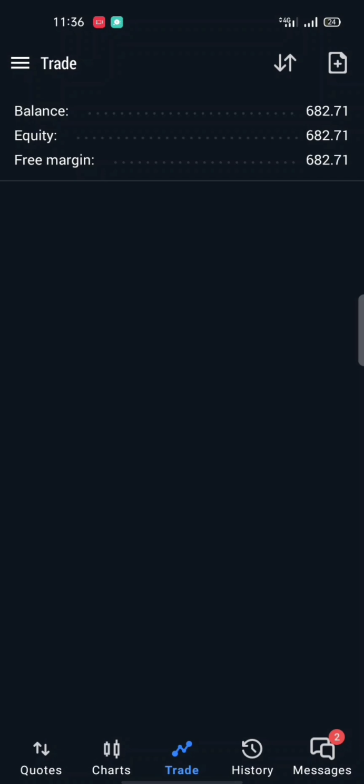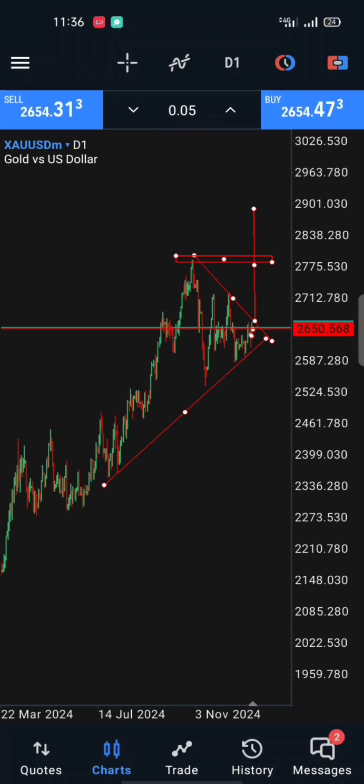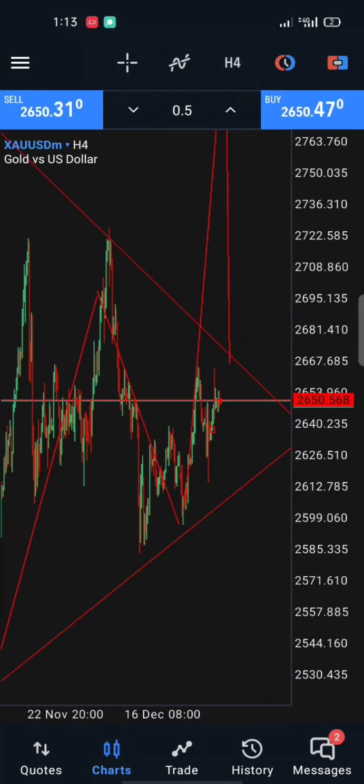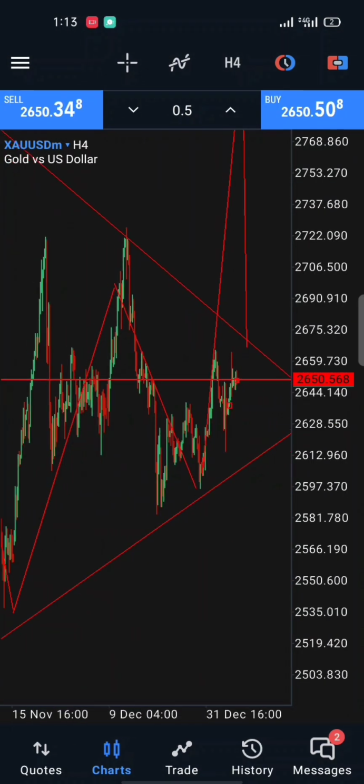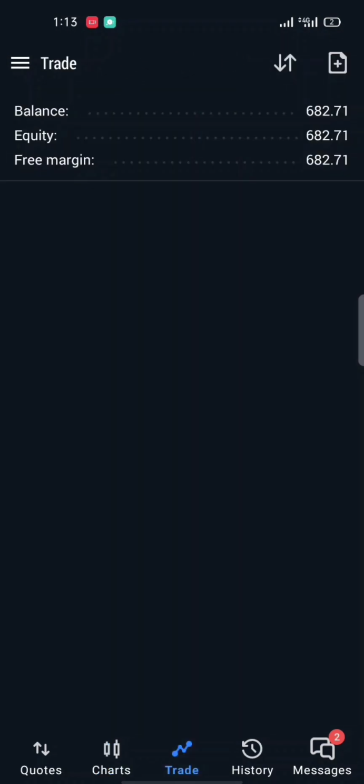Our current balance is $682.71. So let's go and analyze our next trade to take our entry and make huge profits. So guys, we entered our first trade and currently are up $682.71.